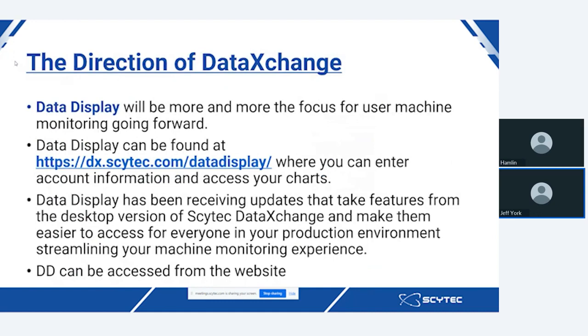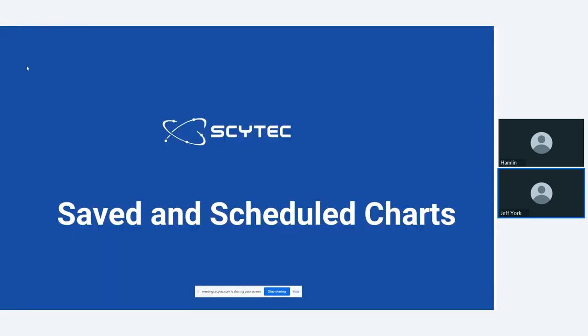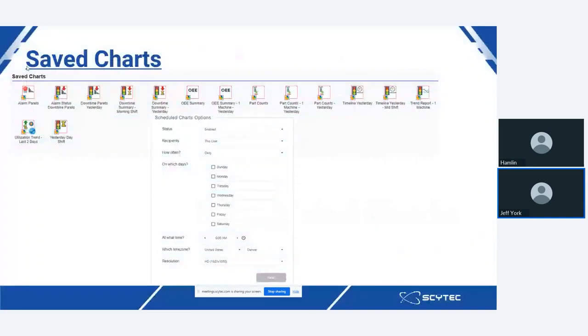Now, the first big update that we had this year that I'm going to discuss and then demonstrate are the saved and scheduled charts. We have an image here of where you can find saved charts inside of data display, as well as an image of the scheduling filter options. Once you've saved a chart that you need on a recurring basis, you can have that sent to you via the scheduled chart options.